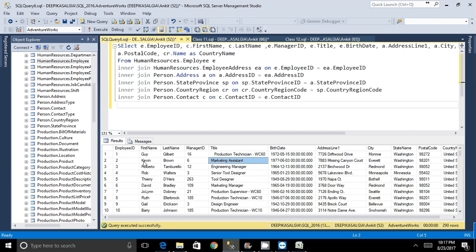Marketing assistant. Who is his manager? Who is manager for employee ID 2? Manager ID 6. Now if I ask you what is the title of employee ID 2 manager, what is the title of employee ID 2 manager? What's his manager's title? What would you do?